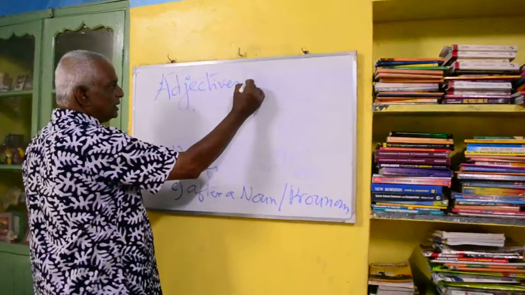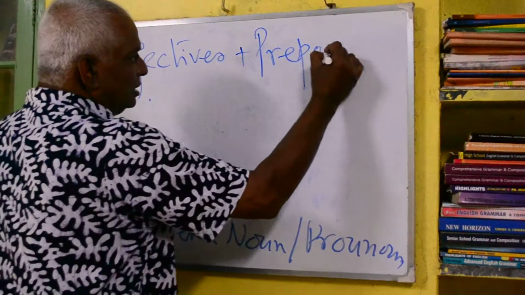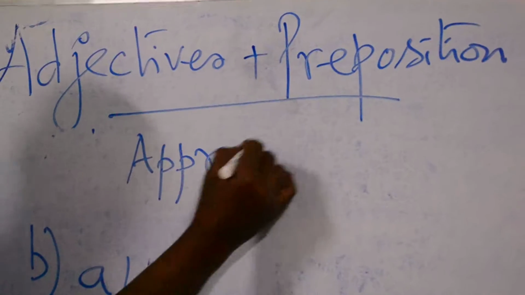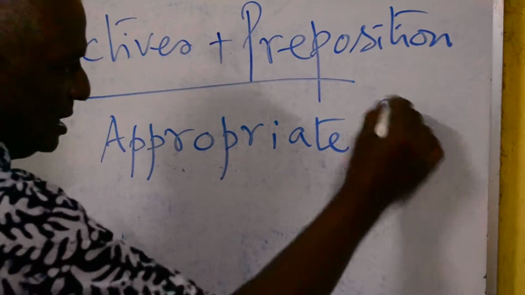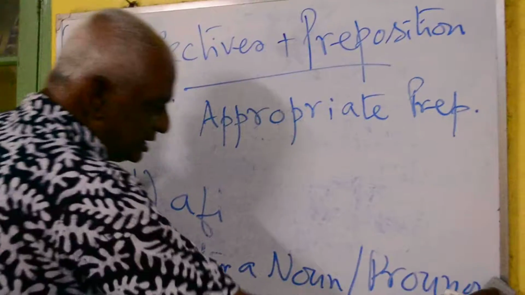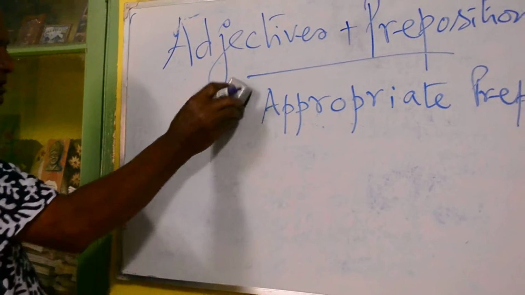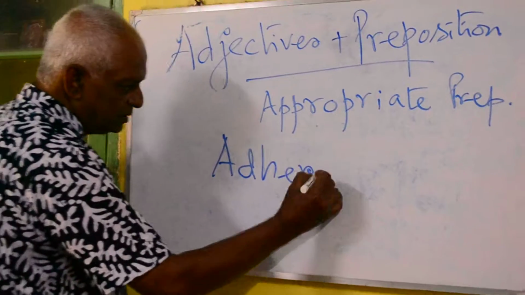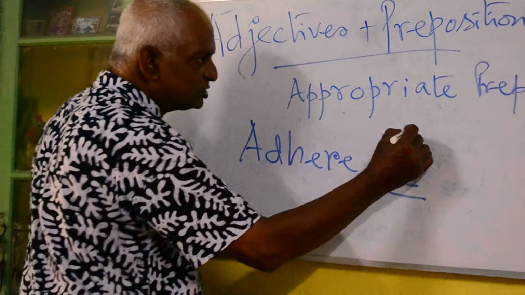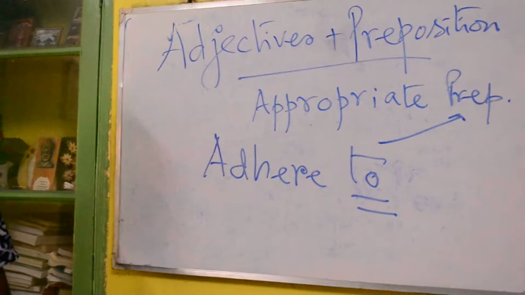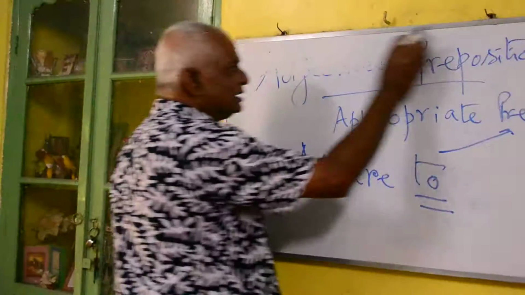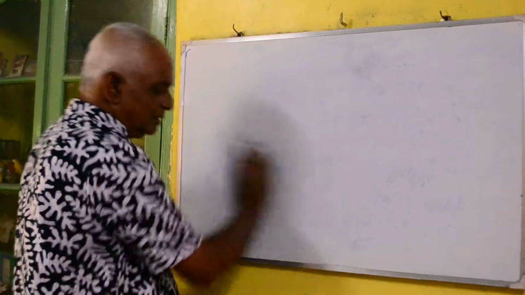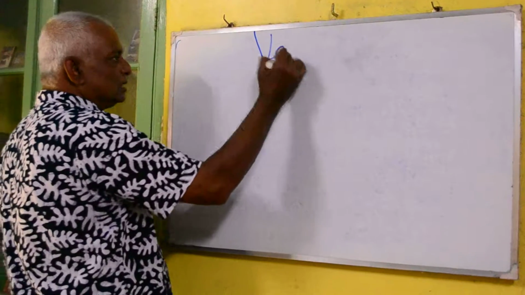Some adjectives are followed by a preposition. We will call it appropriate preposition. In that case, always remember, after the preposition, a noun or pronoun will come. For example, suppose adhere is an adjective, it is always followed by to. This to is that preposition and it is fixed, it is appropriate, you cannot change it. Clear? Then comes verb. There are two kinds of verbs.